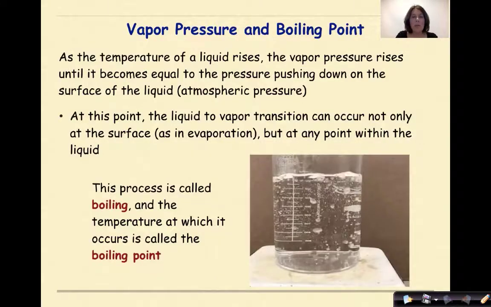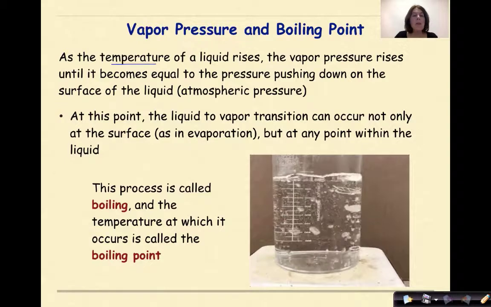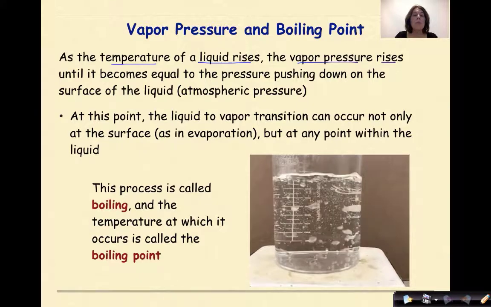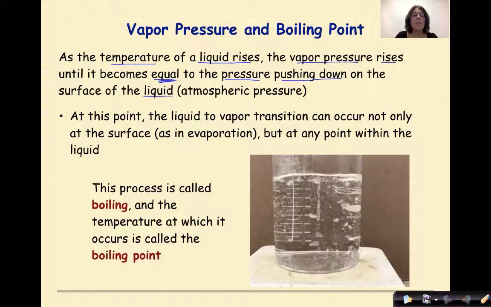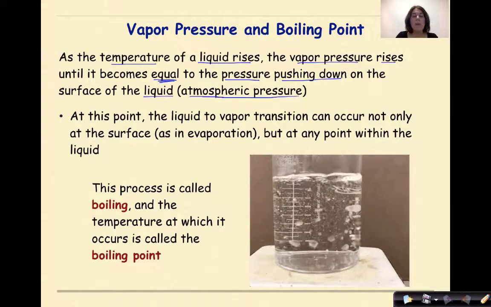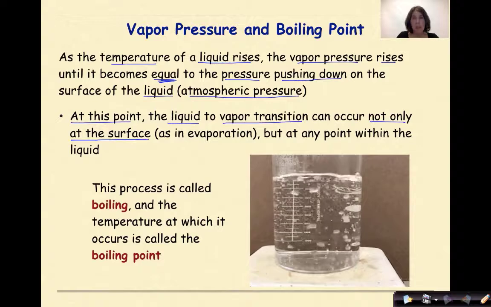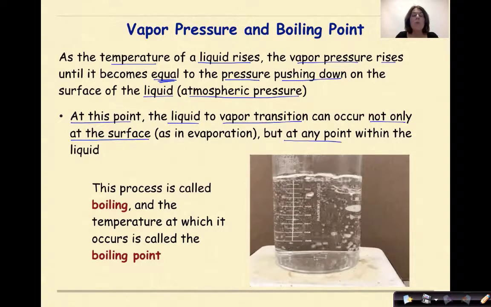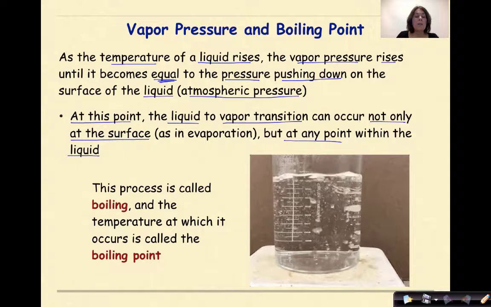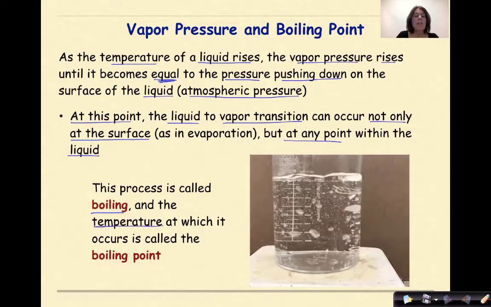Vapor pressure and boiling point. As the temperature of a liquid rises, the vapor pressure rises until it becomes equal to the pressure pushing down on the surface of the liquid, which we know is atmospheric pressure. At this point, the liquid to vapor transition can occur not only at the surface, like we see in evaporation, but at any point within the liquid. This process is called boiling, and the temperature at which it occurs is called the boiling point.